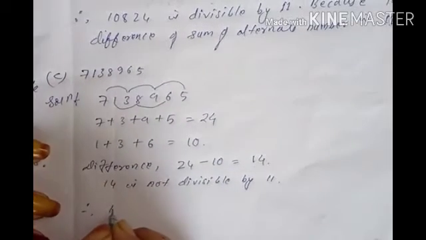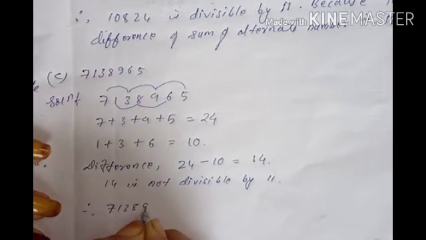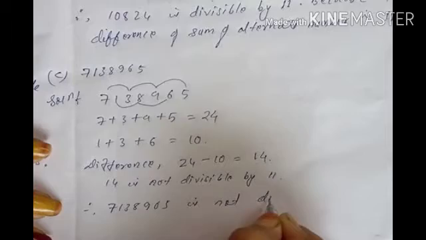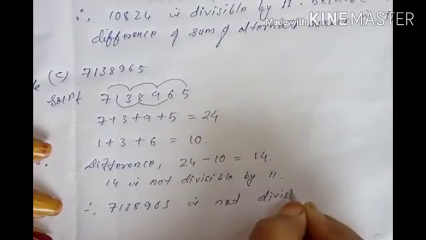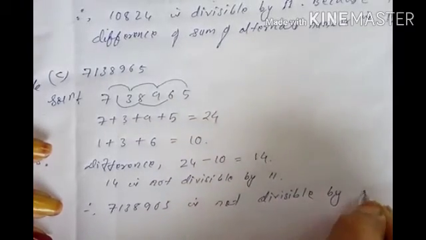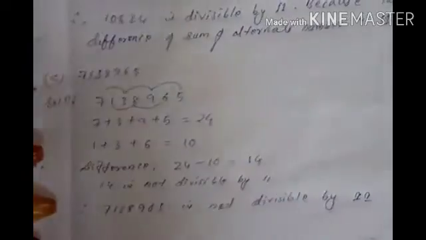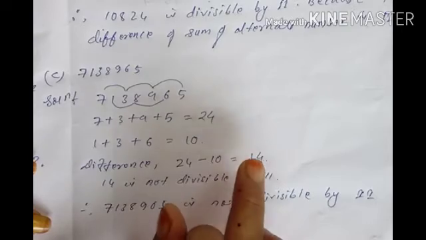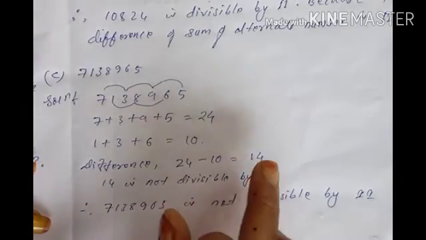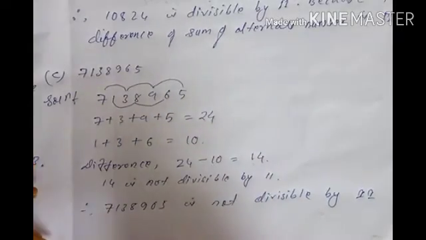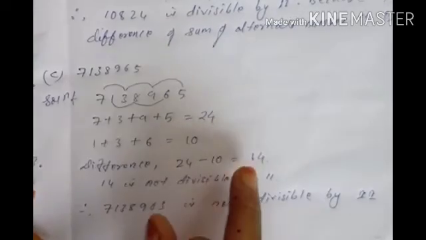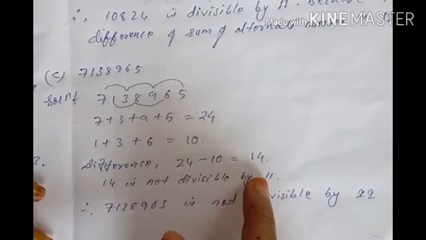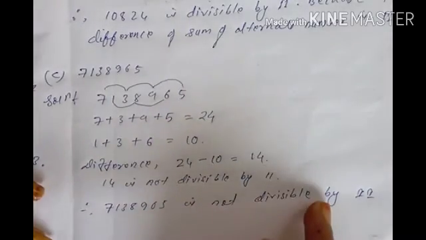Therefore 7138965 is not divisible by 11. Okay, you will see the difference. If the difference is 0 or a number divisible by 11, then you will say that number is divisible by 11. Now what we got is 14, and we know 14 is not divisible by 11, so this number will also not be divisible by 11.